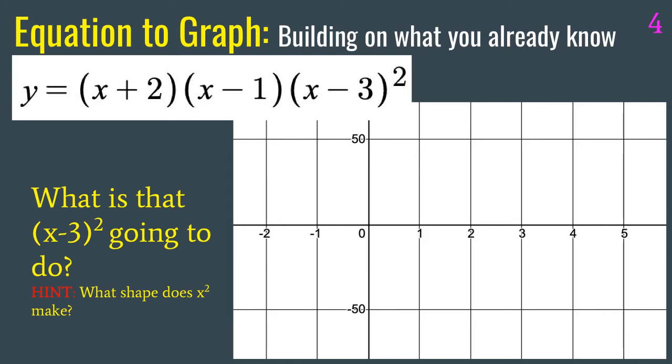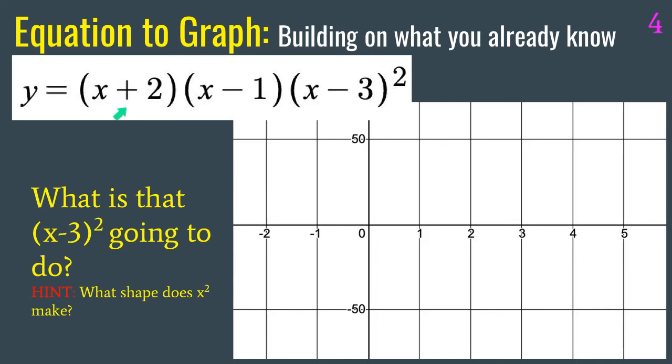All right, so in this particular problem, what you should notice is you've got x plus 2, and then x minus 1 and x minus 3 squared. What is going on with x minus 3 squared? What is that going to do? Well, think about what shape an x squared makes. We haven't done one like this before, but it's going to do the same thing.